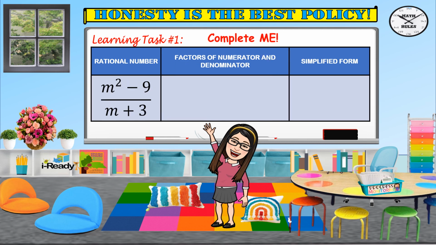How about this one? If we have m squared minus 9 all over m plus 3, we need to factor this m squared minus 9, difference of two squares, right? Okay, by having two parentheses, having plus minus sign, just find the square root of m squared, m, and the square root of 9, 3. And of course, just copy the denominator m plus 3, and then you cancel the common factors, m plus 3, and the remaining factor is m minus 3. That will be the simplified form of our m squared minus 9 divided by m plus 3.